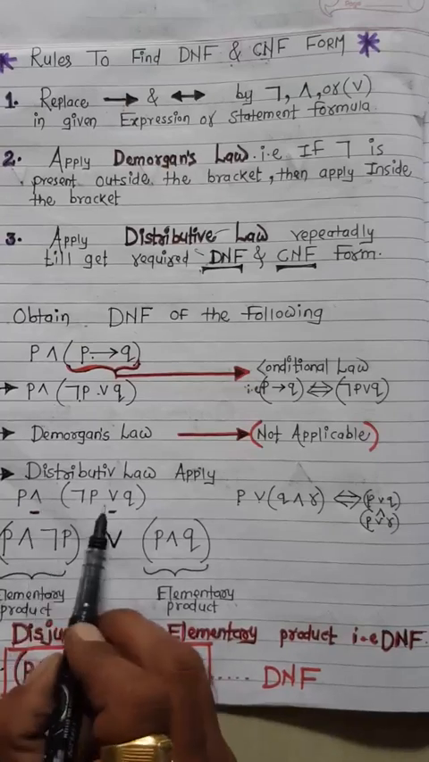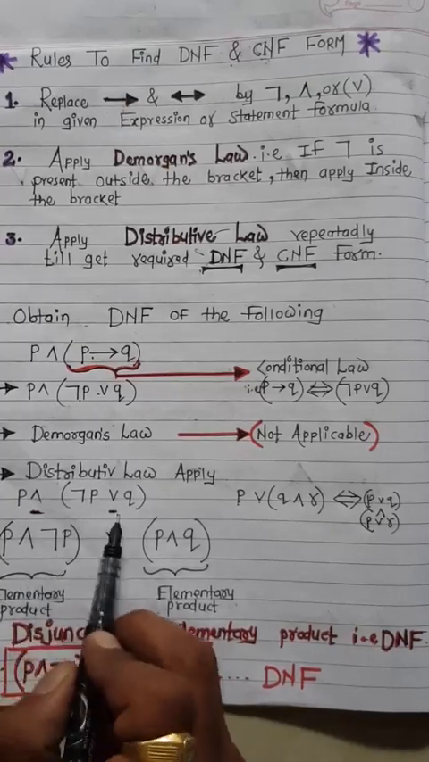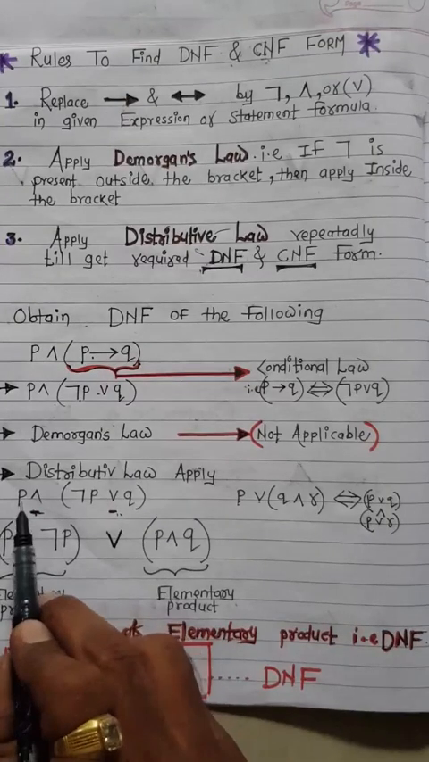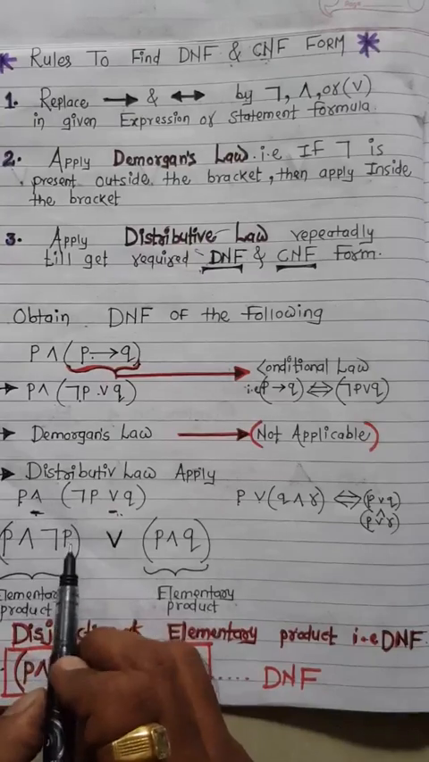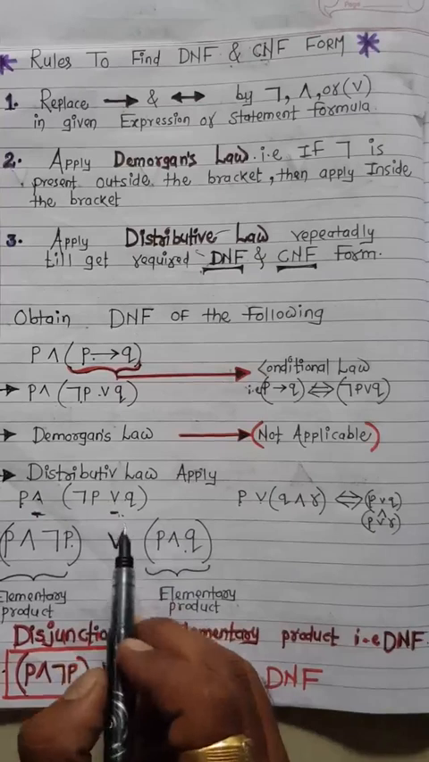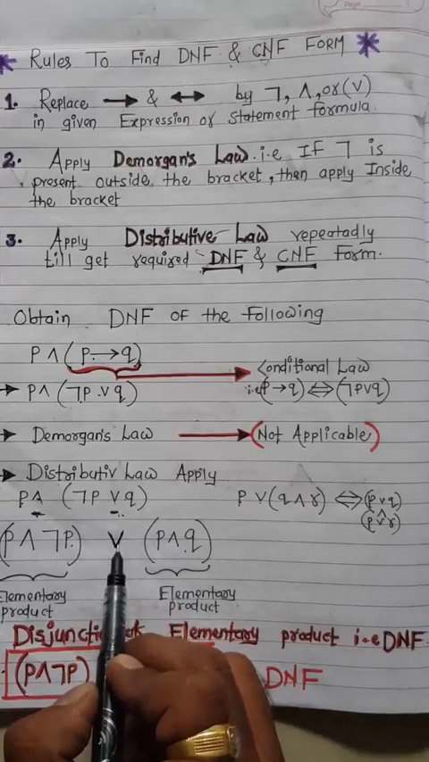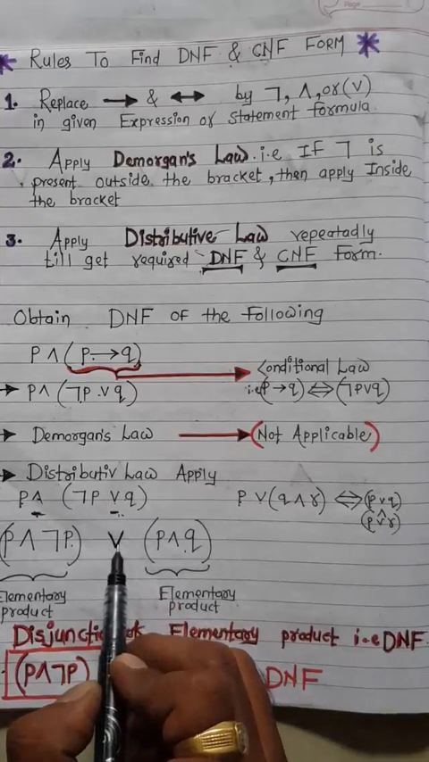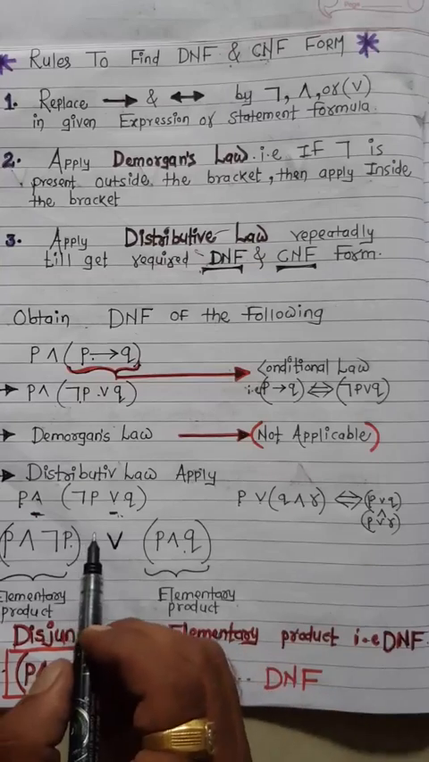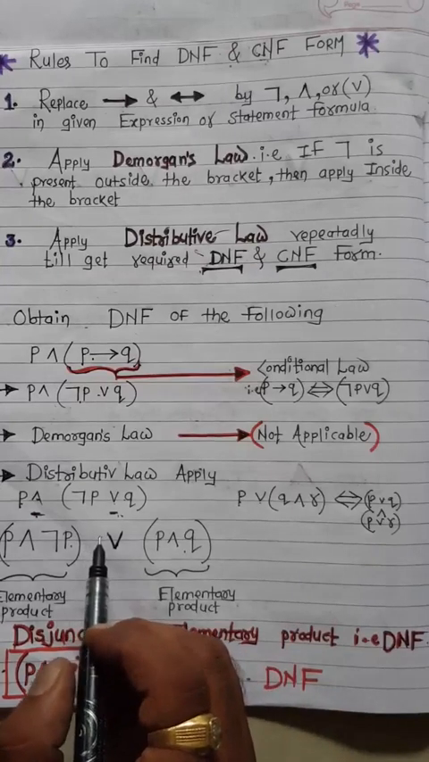Now see here, inside the bracket and outside the bracket the signs are different, so definitely I can apply the distributive law. Now how can we apply the distributive law? Here P and negation P we will get, second P and Q we will get, and the common sign is nothing but disjunction. Now one time we are applying the distributive law. Now check whether we are getting the required DNF form or not. If yes, then we'll stop. If not, then again apply the distributive law till we get the required DNF form.